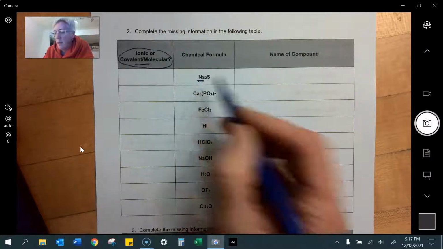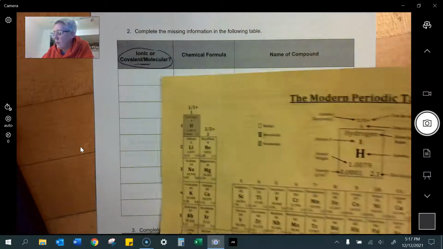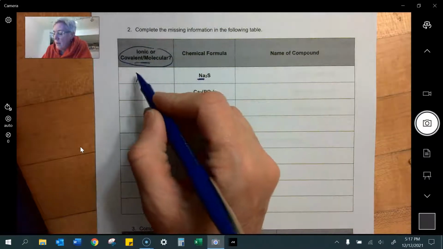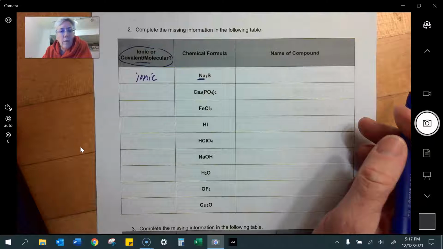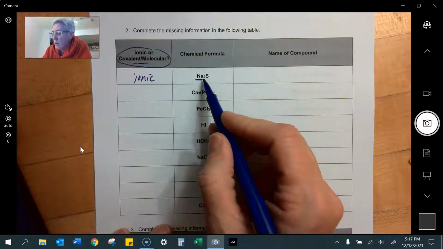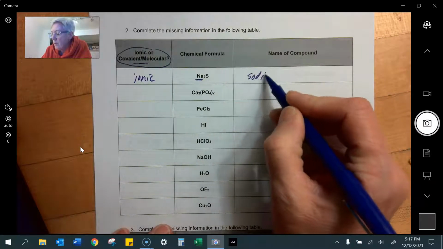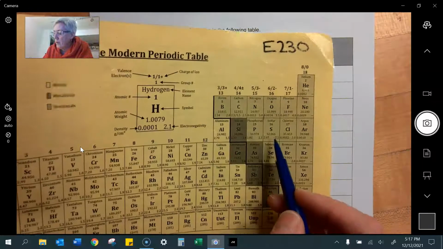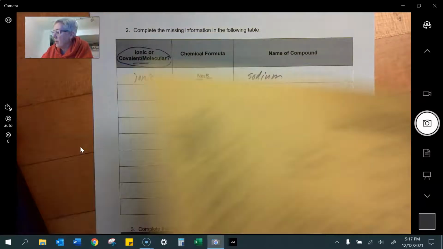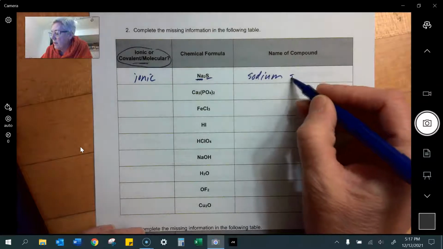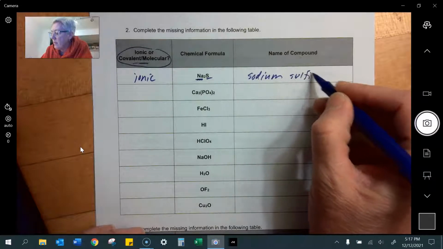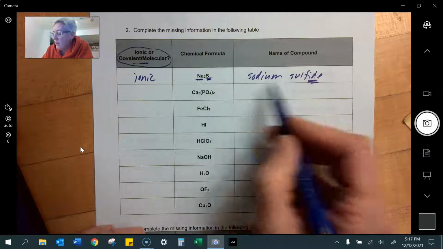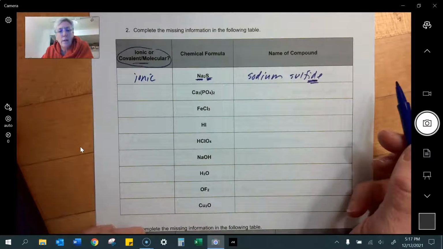In this case, yes, sodium is a metal. Sodium is right here. That's a metal. So in that case, it's ionic, and we would follow the ionic naming rules. So we would just say sodium, and then S is sulfur. It's right here, and then we would change the ending of sulfur to sulfide, S-U-L-F-I-D-E. So the second element's name, if it's just a single element, gets changed to IDE.